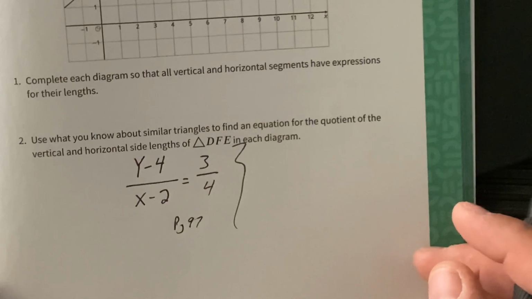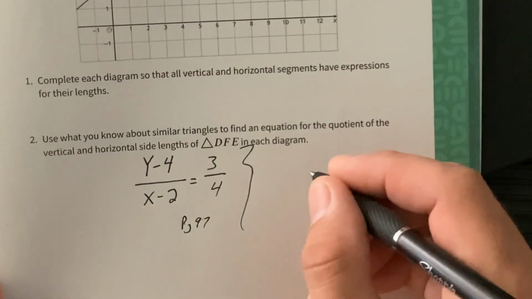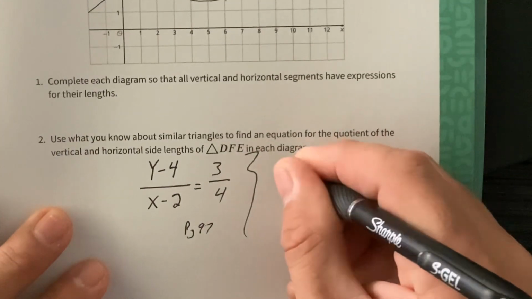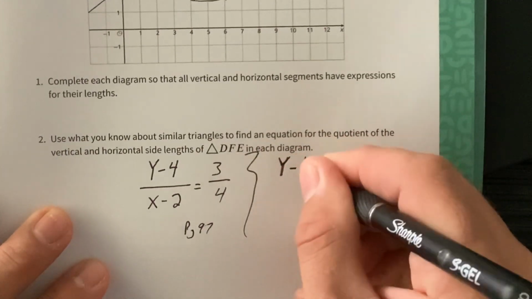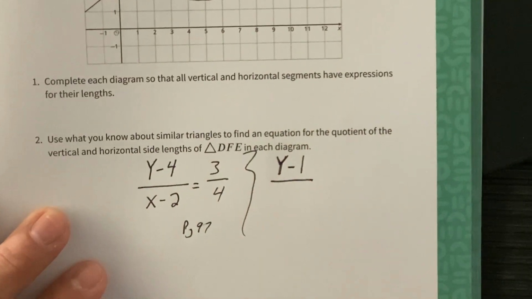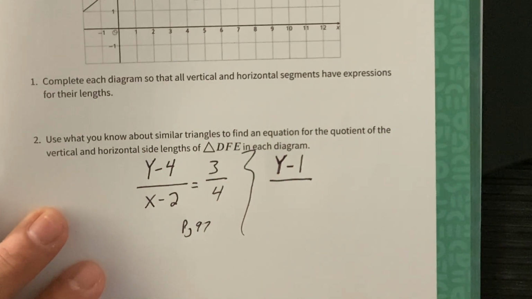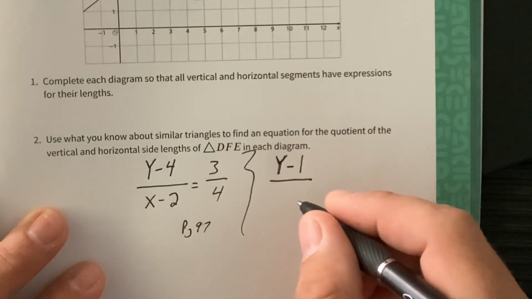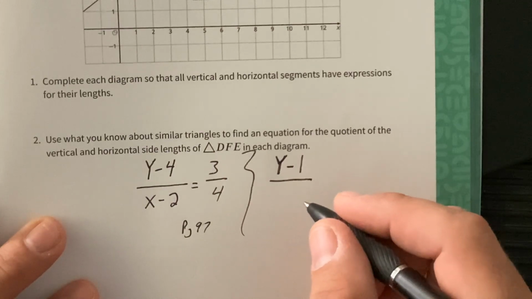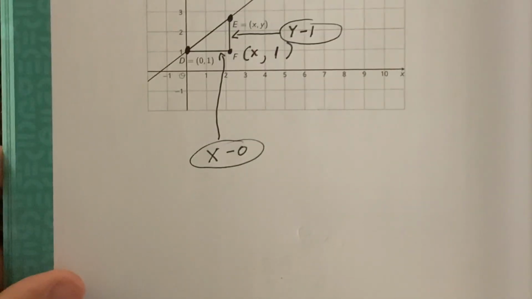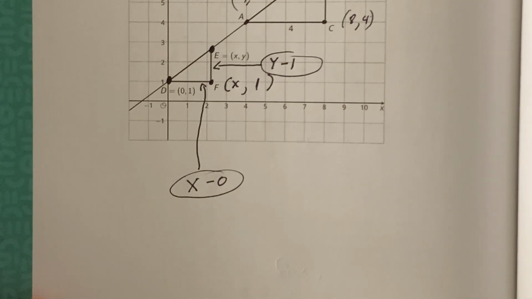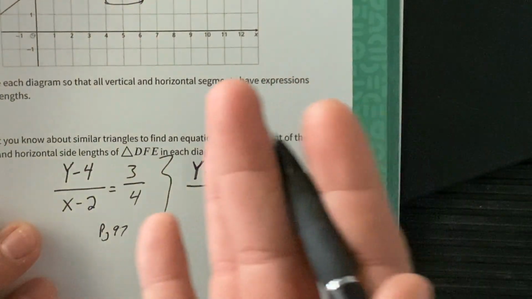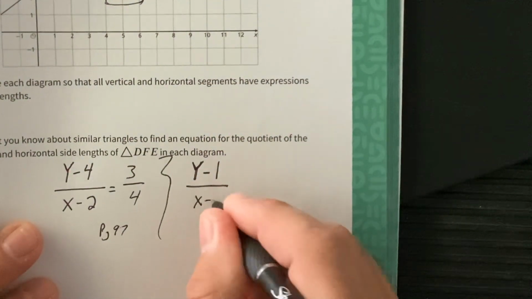Little triangle, vertical segment. Y negative 1. You guys just don't like the minus. You want to just say negative. That's fine. Horizontal segment. X minus 0. Yes, x minus 0. Technically, I suppose we could just say x because minus 0 isn't going to change anything, but I'll put it in there.